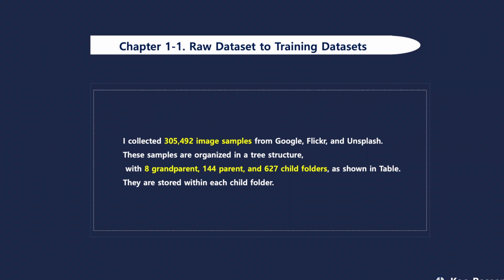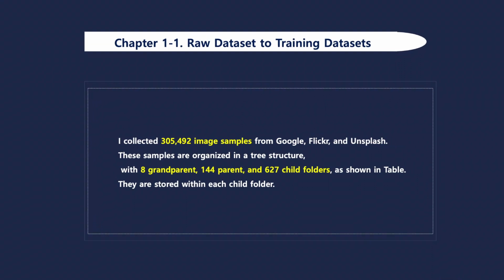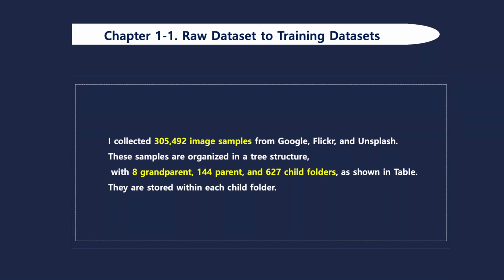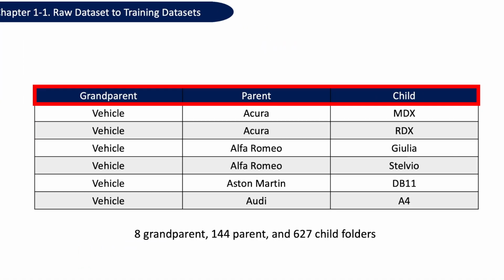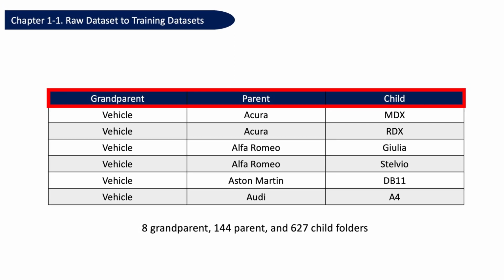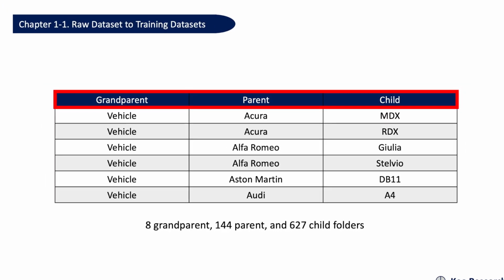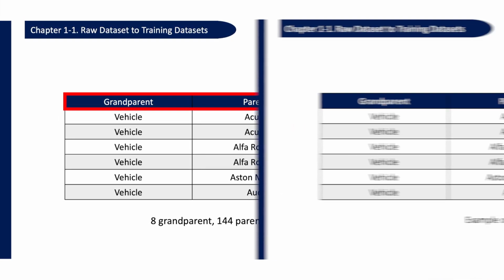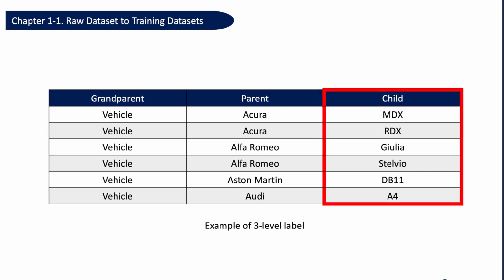I collected 305,492 image samples from Google, Flickr, and Unsplash. These samples are organized in a tree structure with 8 grandparent, 144 parent, and 627 child folders, as shown in this table. They are stored within each child folder.